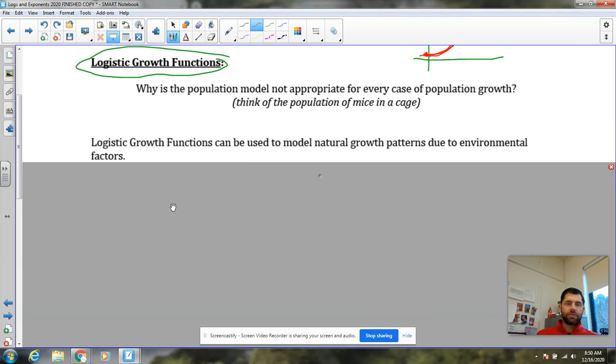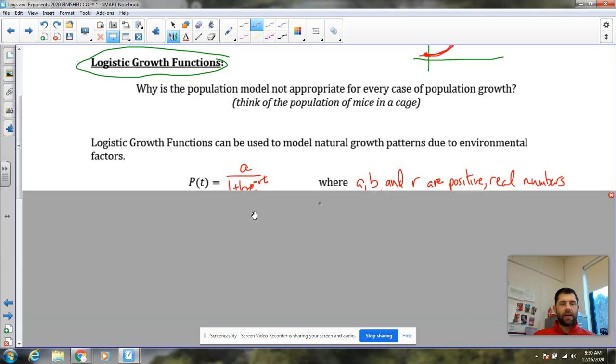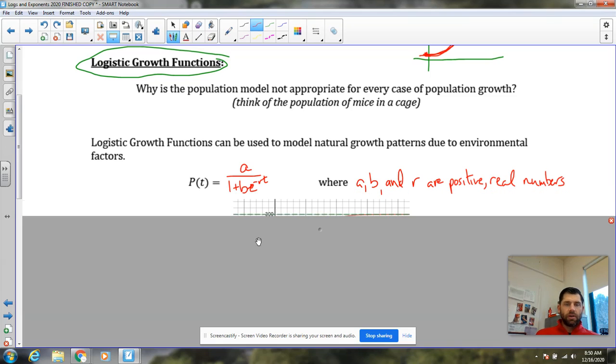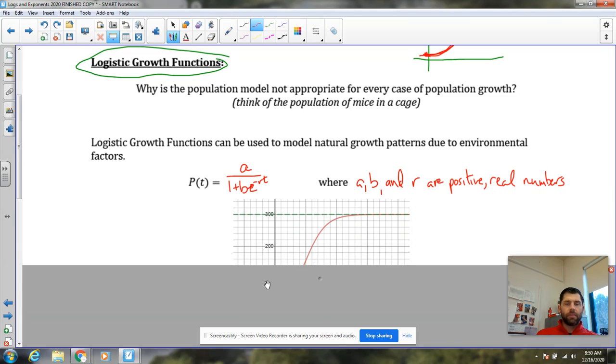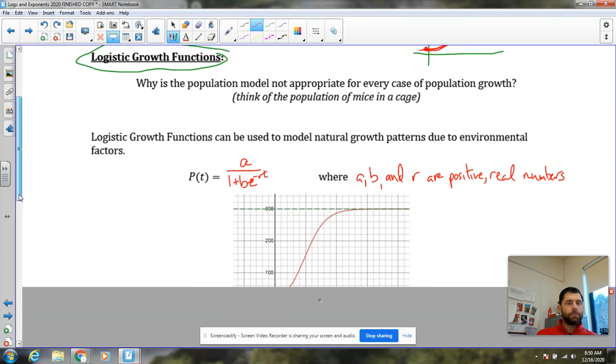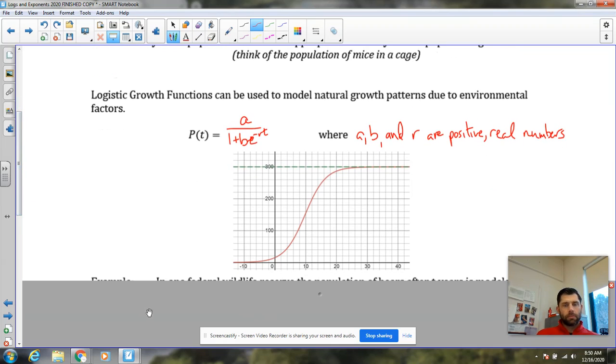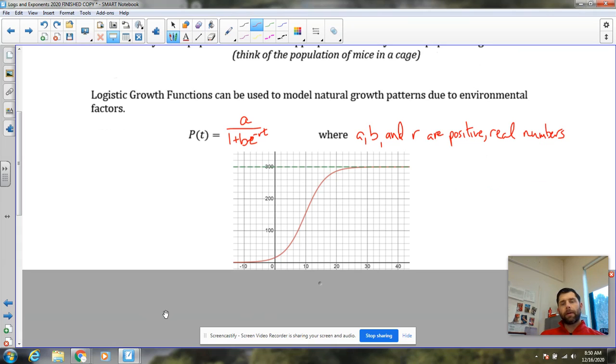So logistic growth functions can be used to model natural growth patterns due to environmental restrictions, environmental factors. Here's our formula. This is not one you need to memorize. I'm going to give you a second to jot that down. And that's what the graph would look like. Notice there's that e there again, which represents the natural continuous growth.